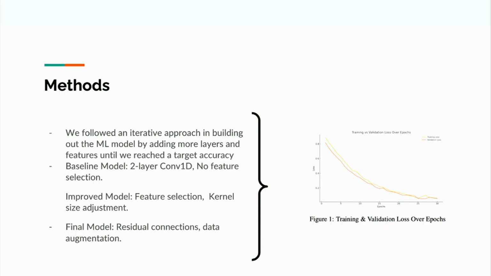In terms of the methods that we used, we followed an iterative approach in building out the ML model. We added more layers and features until we reached a target accuracy. As we defined in our proposal, our target accuracy was an F1 score of 0.7, which we did achieve. Our baseline model, which we first started at, was a 2-layer convolutional 1D with no feature selection. Then our improved model included feature selection and kernel size adjustment. And then our final model included residual connections and data augmentation. This included noise, prevention of overfitting, et cetera.